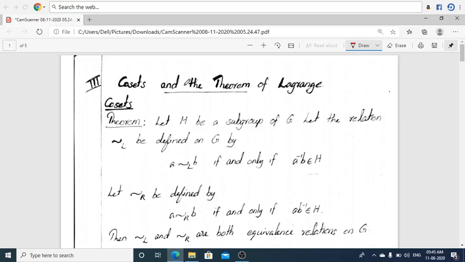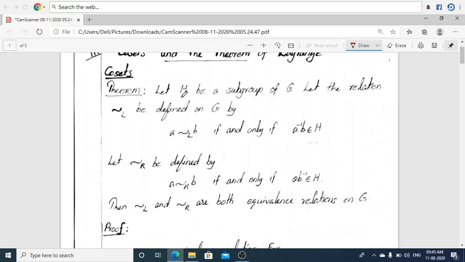Second module, third section: Cosets and the theorem of Lagrange. First, the cosets theorem. Let H be a subgroup of G. Let the relation ~L be defined on G by a ~L b if and only if a inverse b is an element of H. Let ~R be defined by a ~R b if and only if a b inverse is an element of H. Then ~L and ~R are both equivalence relations on G.